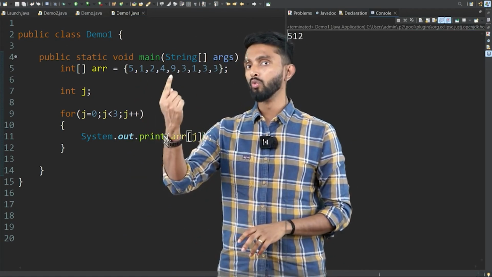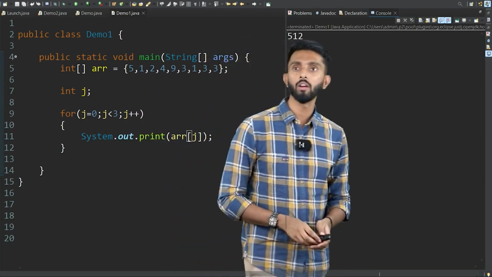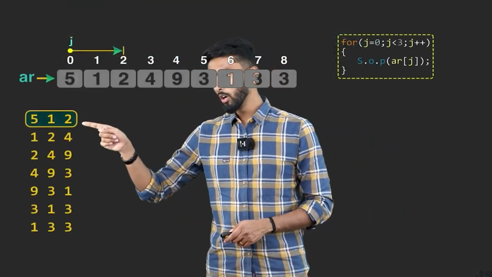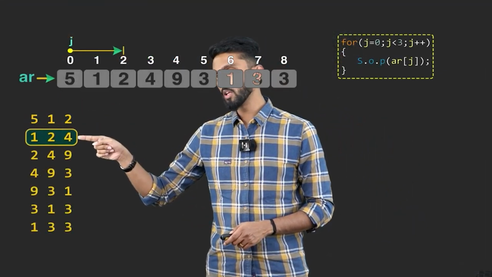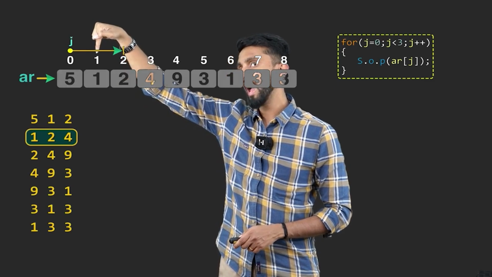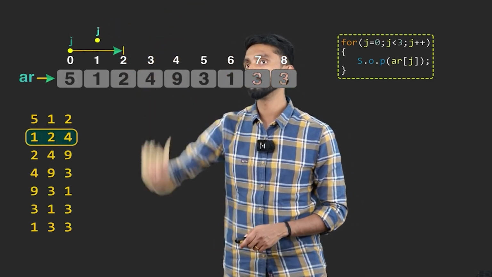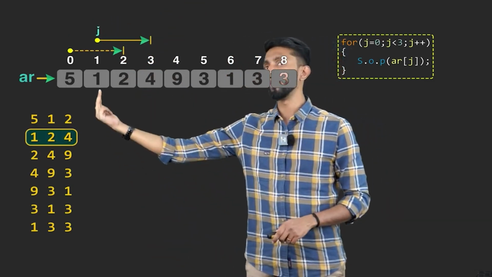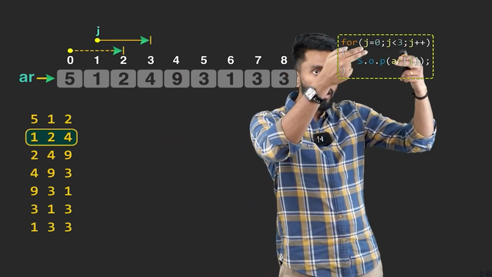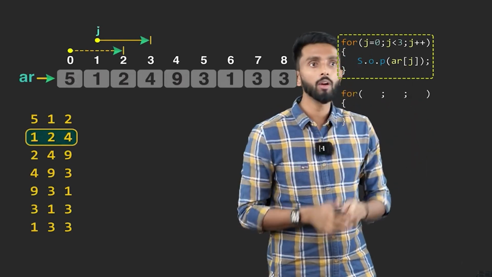Next, now I want 1, 2, 4. For this what should I do? Please go back. Now for this what I will do is, I will now tell, okay, now I want to print this subarray. If I want to print this subarray, now j should start from index 1 and j should go till index 3. Agreed or not? Then I will print 1, 2, 4. Correct? So, don't you think again one more for loop is required?